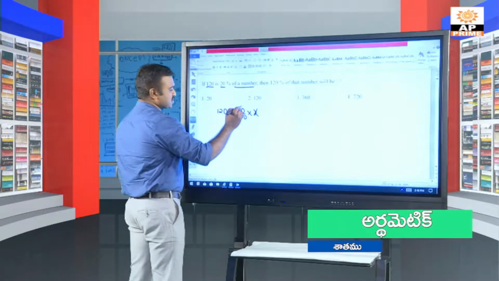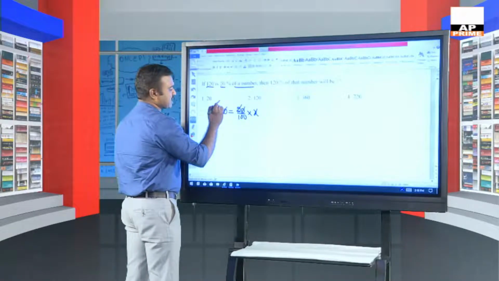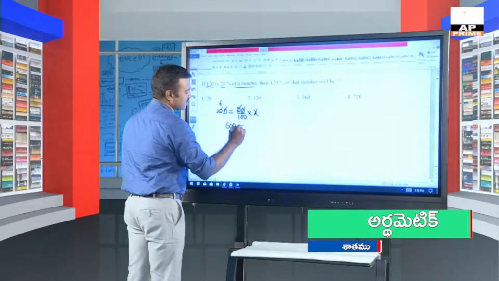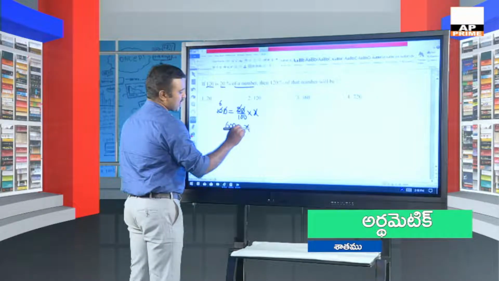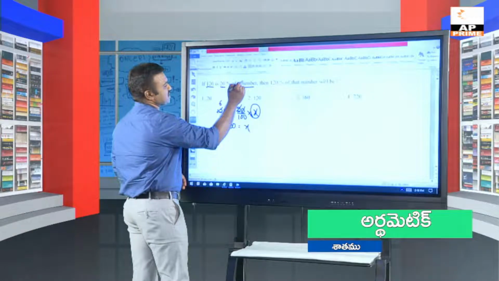సో ఈ జీరో క్యాన్సిల్ చేస్తే, 2 టేబుల్ ఇక్కడ 6 టైమ్స్ క్యాన్సిల్ అవుతుంది. అంటే ఇక్కడ 6 డినామినేటర్లో 100 మిగిలిపోయింది. అంటే 600 ఈక్వల్ టు ఎక్స్. సో ఎక్స్ అంటే 600. ఇప్పుడు ఆ నెంబర్ కనుక్కున్నాం, 600 వచ్చింది మనకి.